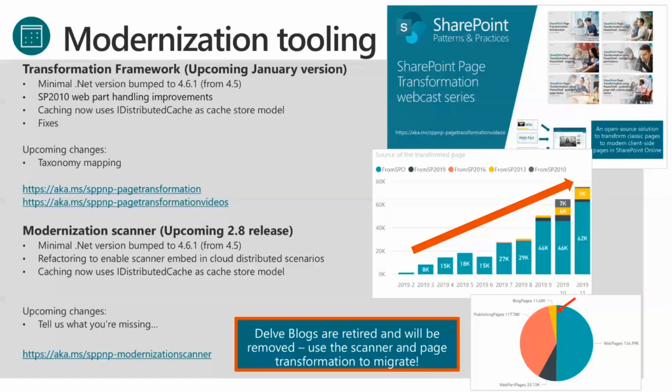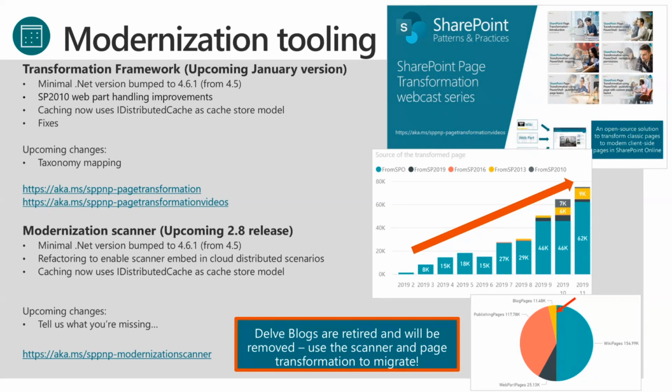Upcoming big change that we have to do is this taxonomy mapping, being able to, when you take a page from on-prem, like let's imagine an on-prem publishing page, and you convert it to a modern page in SharePoint Online, then you have 2 different taxonomy stores and different term sets, terms, and how do you map them together? So that's still an open task for us to do.